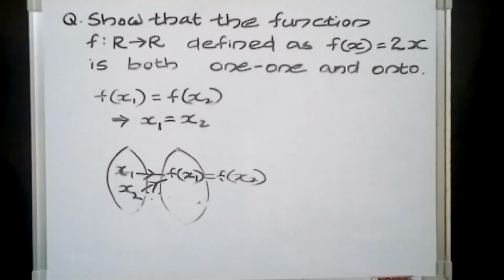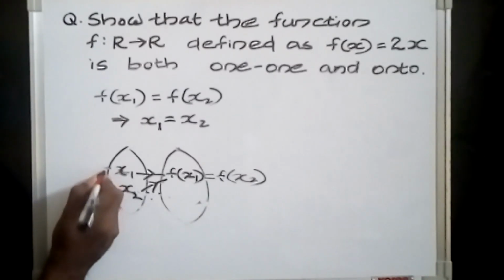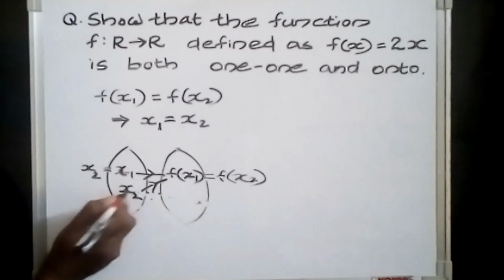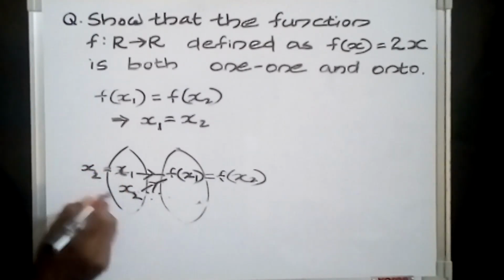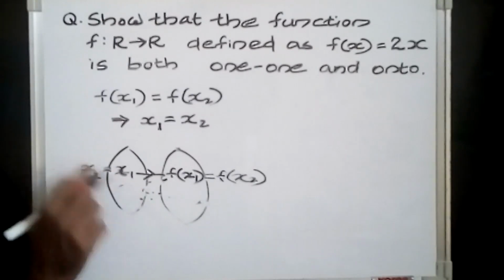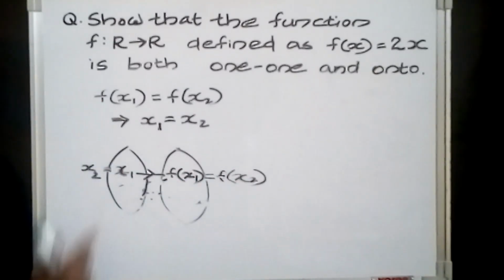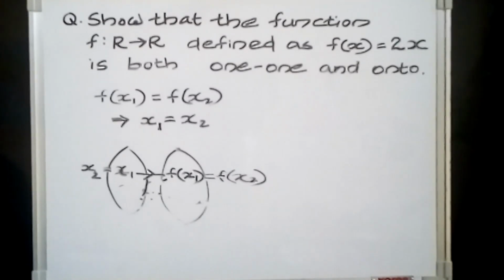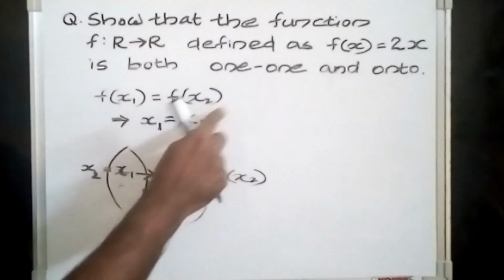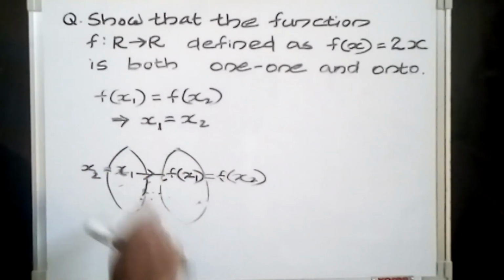But if it is 1, 1, the only way for it to be 1, 1 is that x1 becomes equal to x2. If f of x1 equals f of x2 and the function has to be a 1, 1 function, then x1 should be equal to x2. It is the theoretical way of proving that a function is 1, 1. Thus, we have to prove that whenever f of x1 equals f of x2, then x1 equals x2.